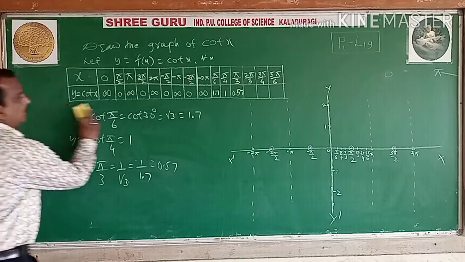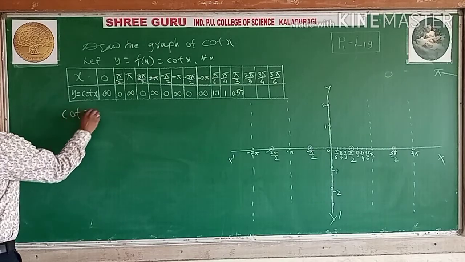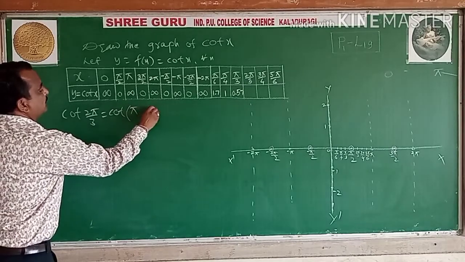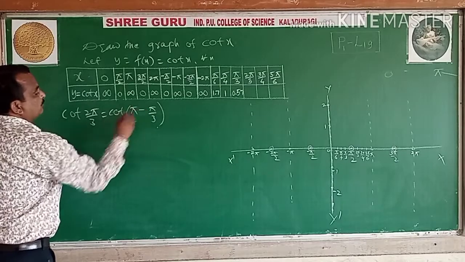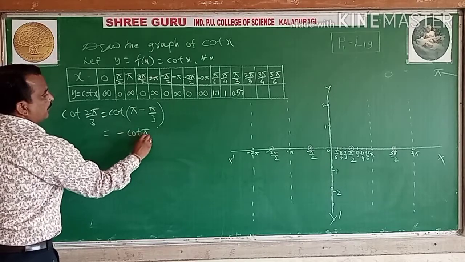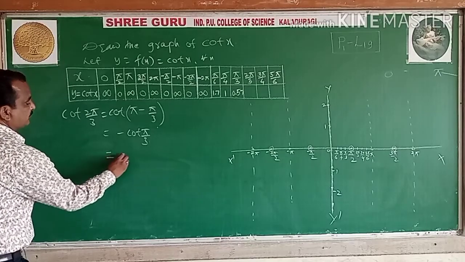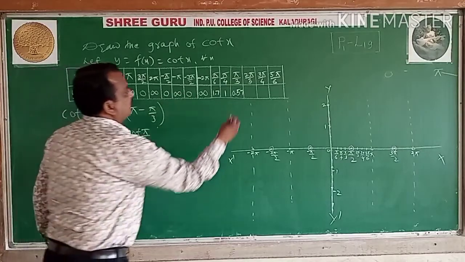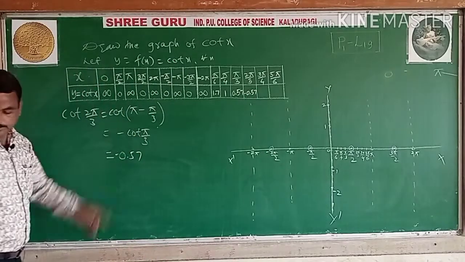Let us see how to calculate cot of 2 pi by 3. Taking pi and pi by 3, you want 2 pi by 3, so 3 pi minus pi by 3 gives 2 pi by 3. Second quadrant, cot is negative. Cot pi by 3, second quadrant, no change in function. What is cot pi by 3? 60 degree, 0.57, which you have calculated. So minus 0.57 it is.